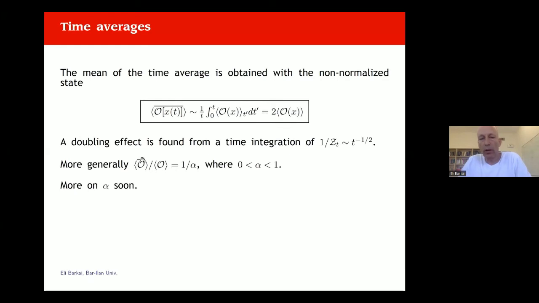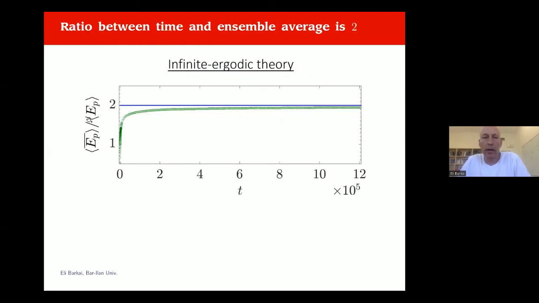More generally, the time averages are related to the ensemble averages by 1 over alpha, and alpha can be anything between 0 and 1. This 2 here comes from the fact that the probability of return to the origin, the probability to be on the origin, is decaying like 1 over square root of time t. So 2 is an example, but in general, you have this relation. In our case, the ratio is 2.